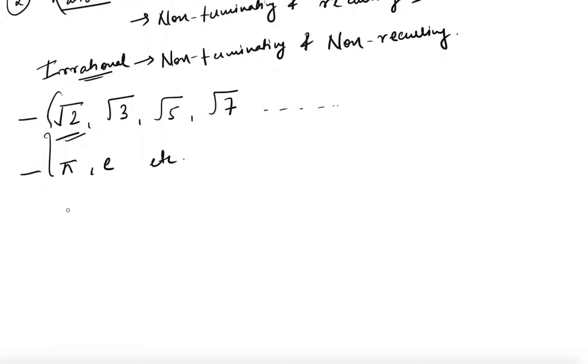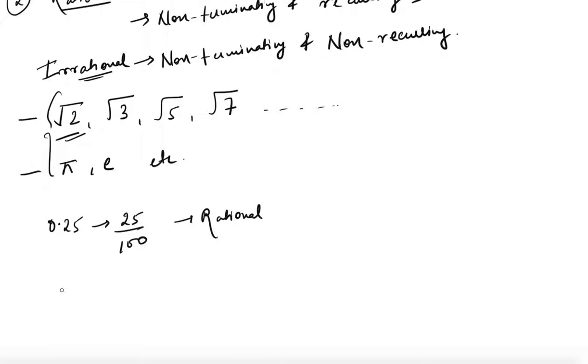Now you might be wondering, say for example 0.25, right? It is a rational number. Why? Because it is 25 by 100, in the form of p by q, and q is not equal to 0, both are integers, hence this is rational, right?